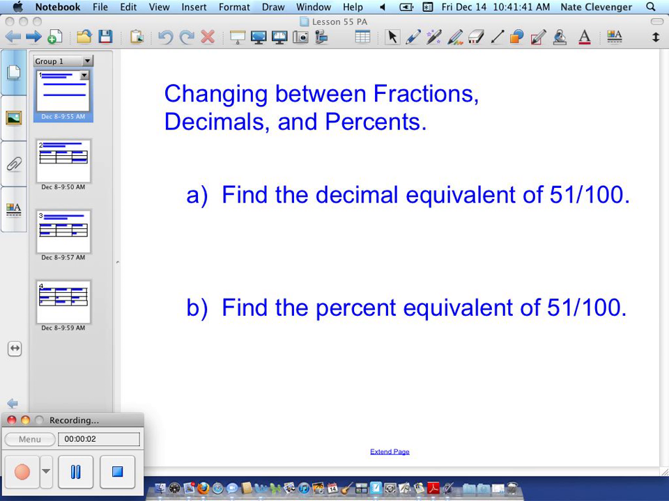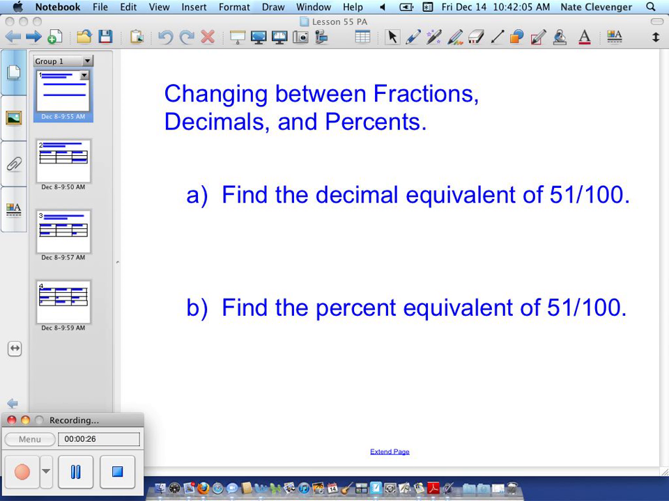We are changing between fractions, decimals, and percents. So we learned about percents, we've learned about decimals, we've learned about fractions. We want to connect them and get those set up in a way that you can see the value of each one and convert to get back and forth between each one.